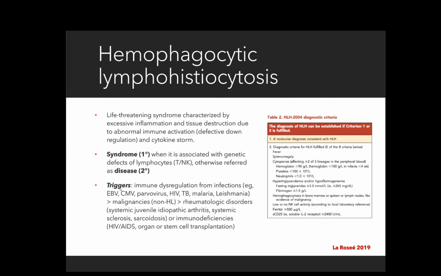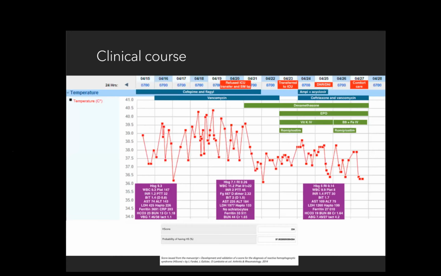What we know is that in adults, this is driven by immune dysregulation. And again, you have your three buckets of causes: infections, malignancies, and rheumatological disorders. We put in the score. He did have 5 criteria out of the 8. That's why we finally said this patient had HLH.